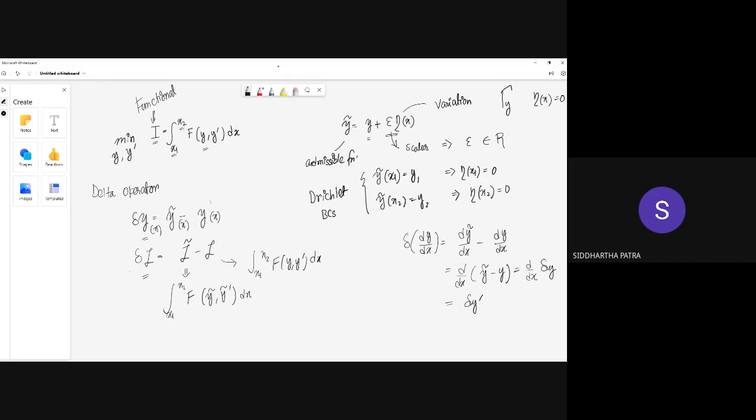At this point, we would also define the delta operator on f, which would be f of y tilde, y tilde prime minus f of y, y prime. Now the first term can be expanded in a Taylor series.